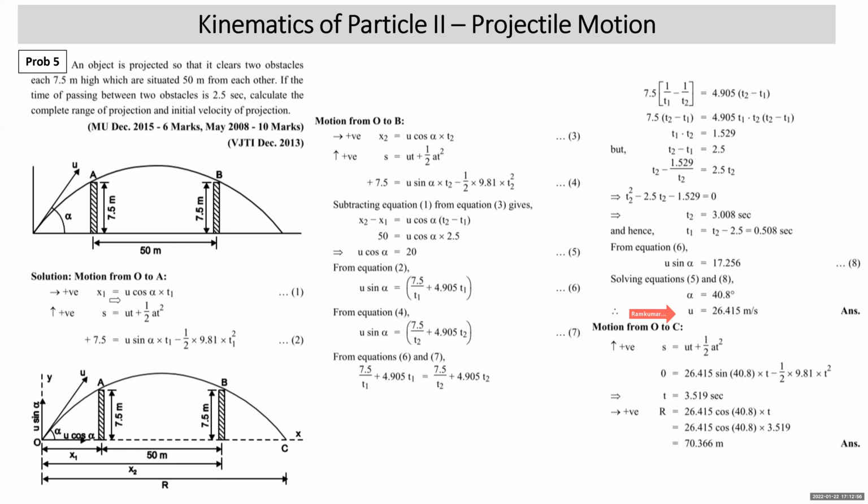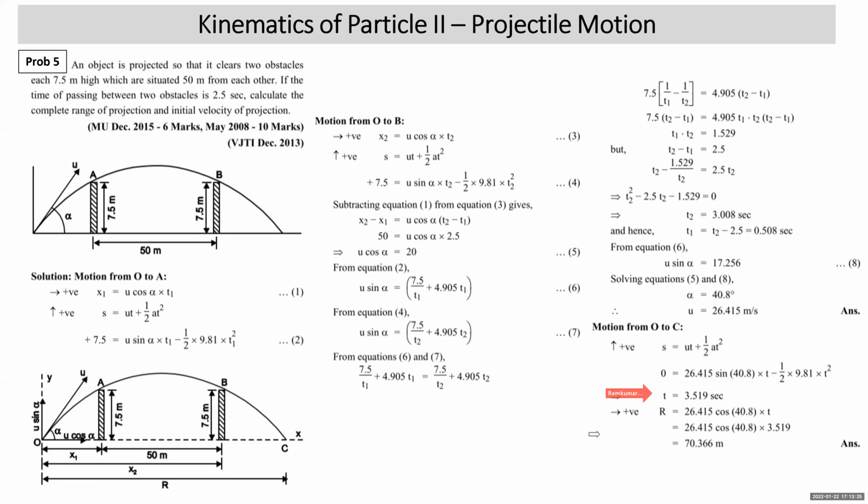He's asking you to find out the total horizontal range, which means the horizontal distance between O and C. So you'll write first the vertical motion from O to C. S is equal to ut plus half a t square. O and C are at the same level, so S is 0. Initial vertical component of velocity is 26.415, which we got, u sin alpha. So u sin alpha into t minus half g t square. Solve it, you get t.